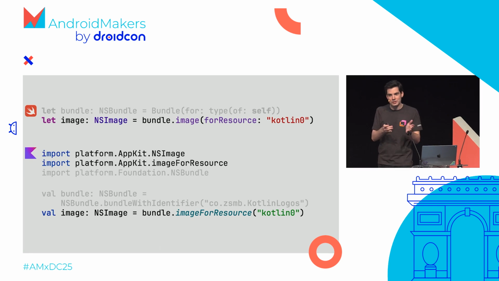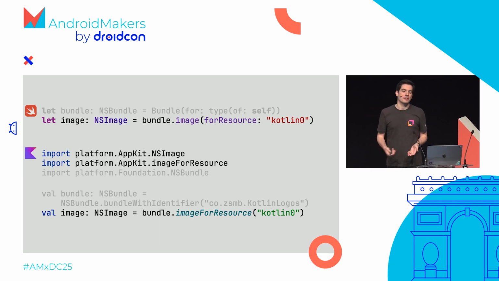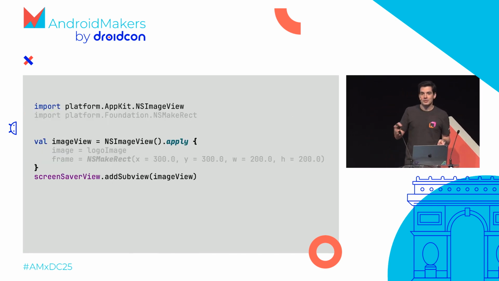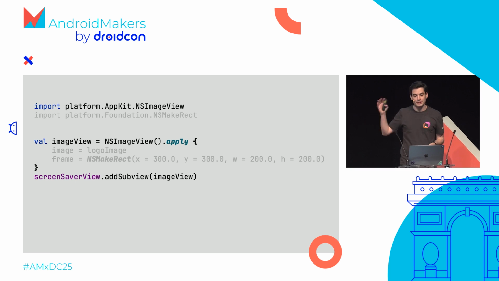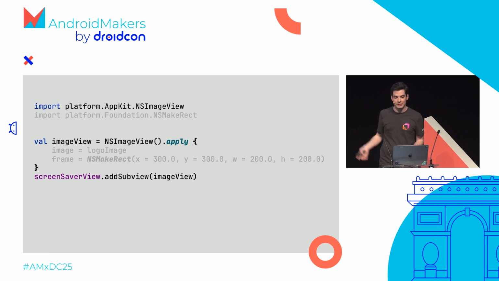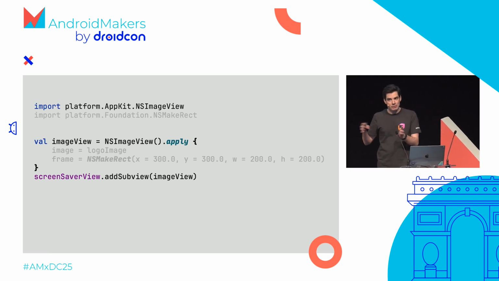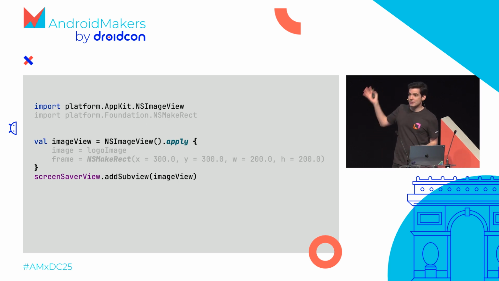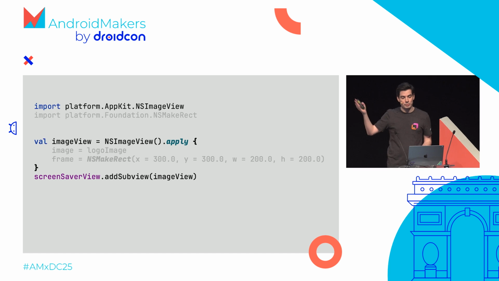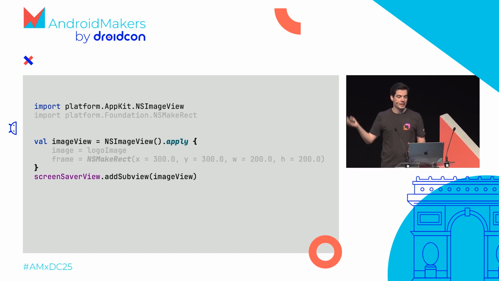So we loaded the image into memory. We have to put it on the screen somehow. For this, we can use AppKit, which is macOS's native solution for UI development, very similar to UIKit on iOS, very, very similar APIs across the board. And you can essentially just create new views. You can, for example, import an NSImageView in your Kotlin code. You can instantiate it by calling its constructor. You can use all the Kotlin things that you have. So, for example, you can apply configuration to it. And once you have that, you just add it as a subview of the screensaver view that you start with.